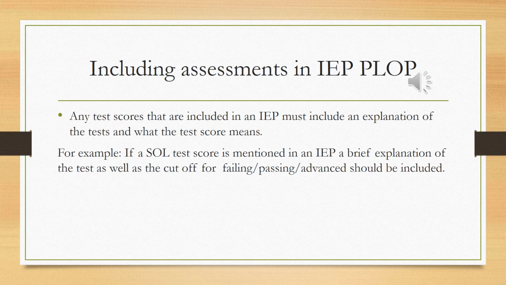One last word about assessments and IEPs. Any assessment score that is listed in an IEP must include an explanation of what the test measures and what the score means. For example, if you list an SOL score, you must explain what the SOL is. You can do this briefly, and then add what the score means in terms of whether it's failing, passing, or advanced. This is true for any assessment score that you list in an IEP.